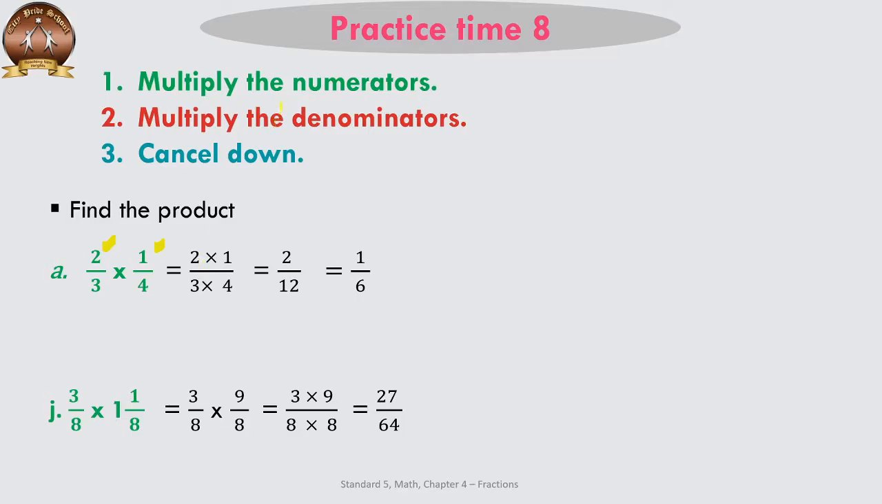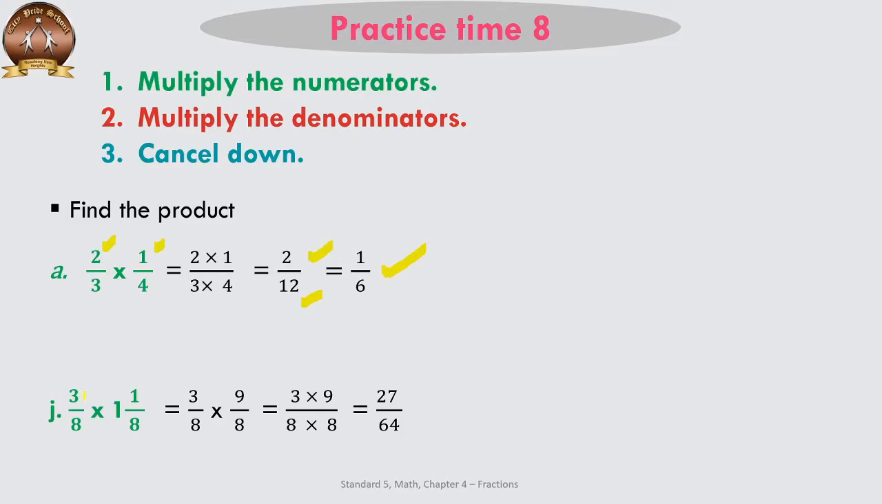The first step says that we have to multiply the numerators, 2 multiplied by 1. Then we multiply the denominators, 3 multiplied by 4. This gives us 2 into 1 is 2, 3 into 4 is 12. When we cancel them down, both the numerator and the denominator are divisible by 2. So when we divide them by 2, we get 1 upon 6 as the answer, which cannot be broken down further. We cannot cancel it down any more. So this is the required answer.